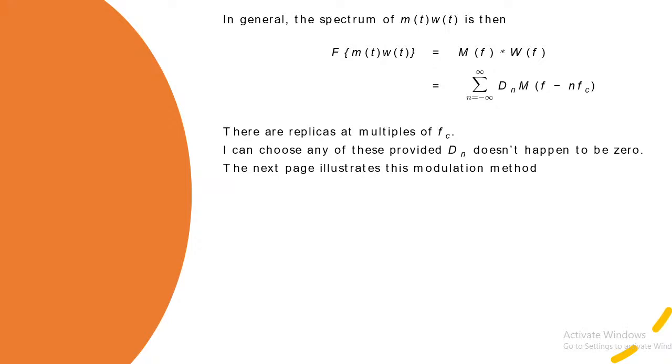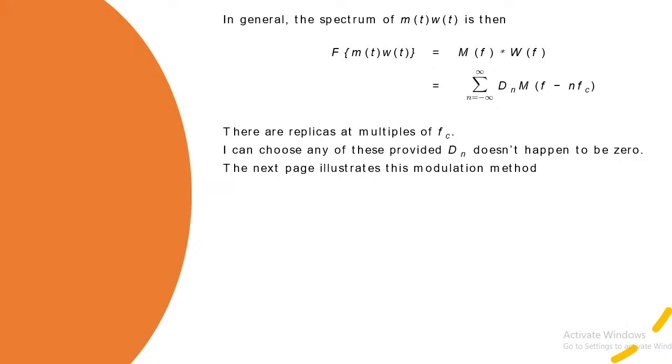Now there are replicas of the signal at multiples of fc. If you look at this spectrum from the right hand side, you can see that at multiples of fc, at fc, 2fc, 3fc, as n goes up, n equal to 1, 2, 3, 4, etc., you will get these replicas of the signal. From these you can choose any of them, so long as dn is not 0. If for 2fc dn is not equal to 0, you can choose 2fc. If you are choosing fc, you can choose fc if dn is not 0. That is the only caveat.